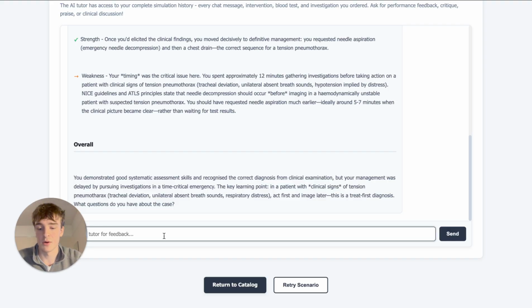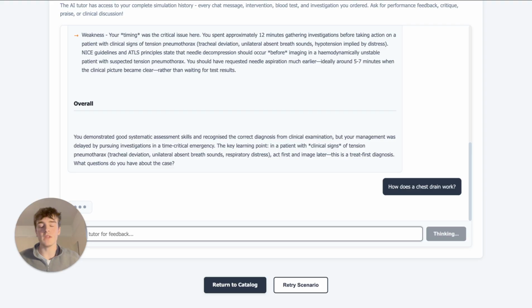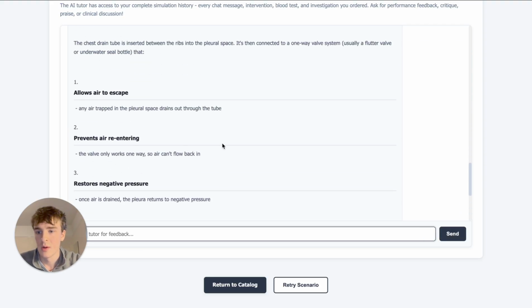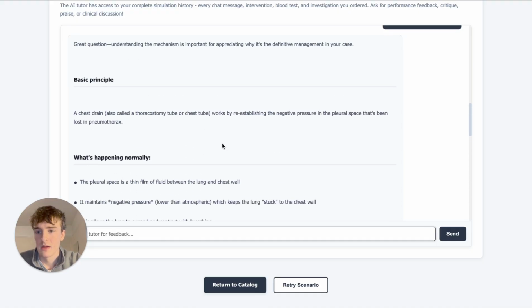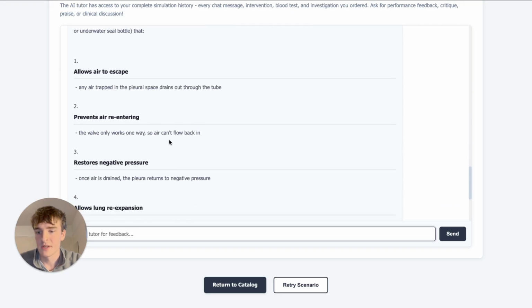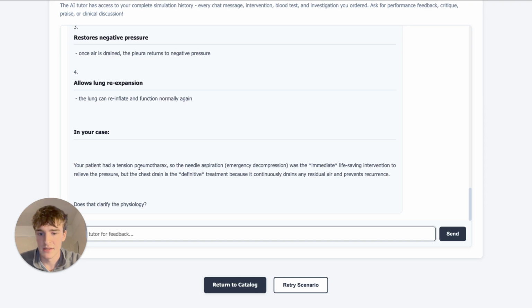So, just to show off the system, how does a chest drain work? It knows all about the simulation so far, so we can get a full breakdown. We get basic principles, what happens normally, what happens in pneumothorax, how the drain fixes it, and exactly how. And in this case, it talks exactly about our specific scenario. So there is an overall run through of our platform.